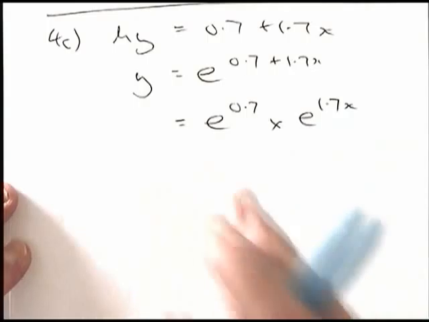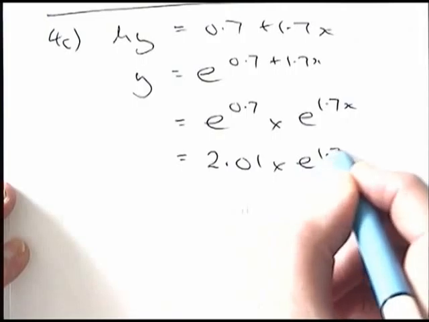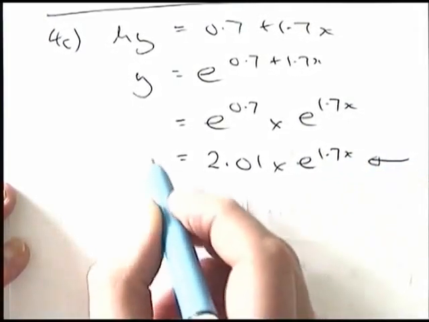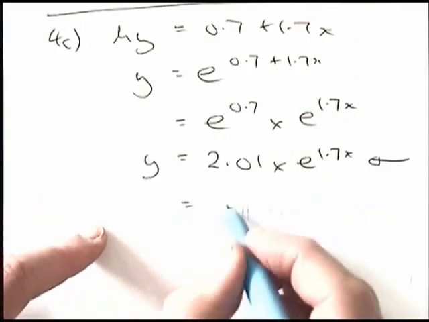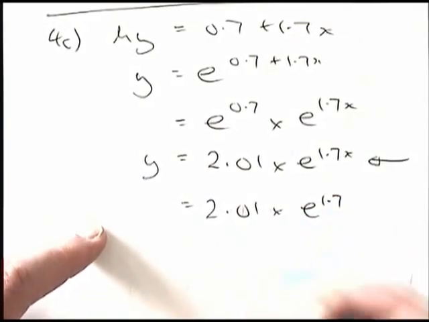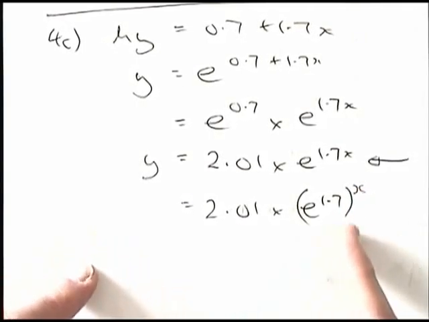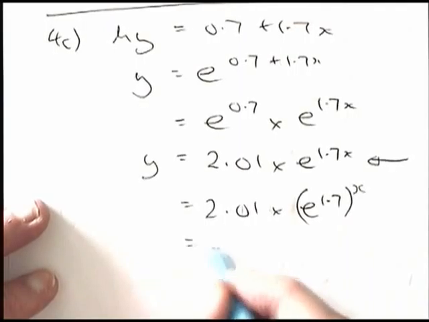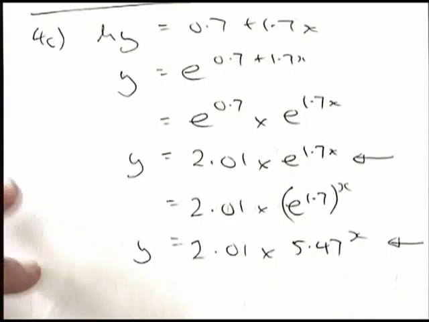E to the 0.7 is just a number. You can work that out on the calculator. That's 2.01. So I could, if I wanted to, leave my answer like that. If I want to remove the e as well, remember that e to the 1.7x could be written as e to the 1.7 to the power of x. And e to the 1.7, again, it's just a number you can work out on your calculator. E to the 1.7 is 5.47. So you could write your answer down with no logs and no e's as that bit down there.